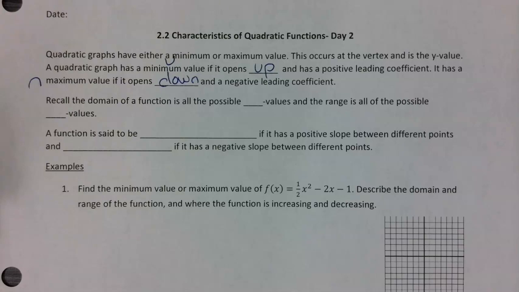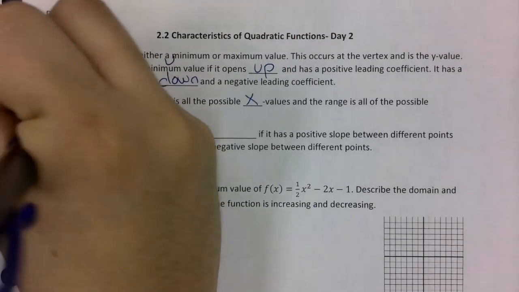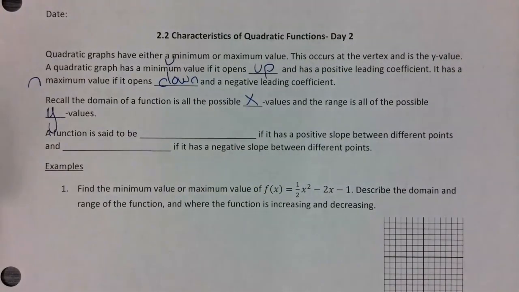Okay. Domain is all the possible x. And range is y.